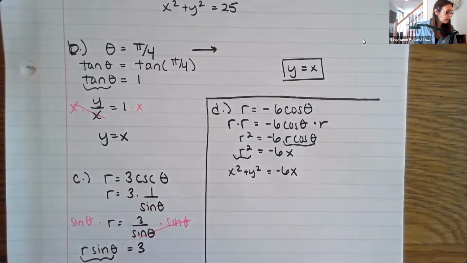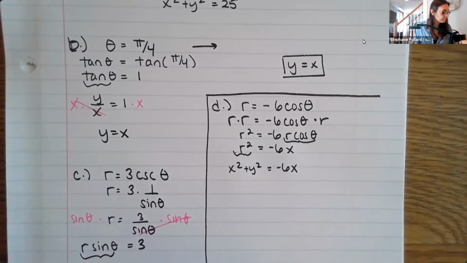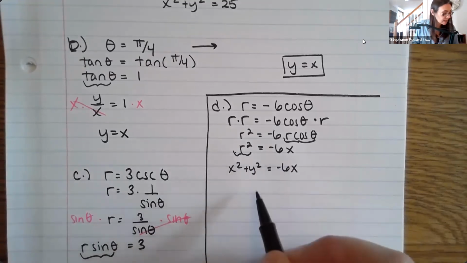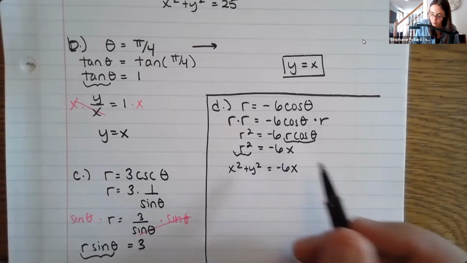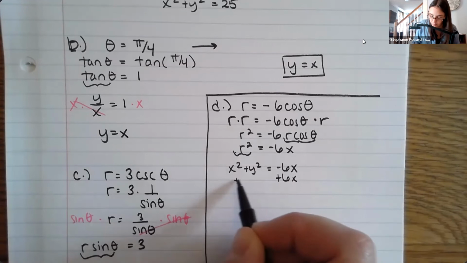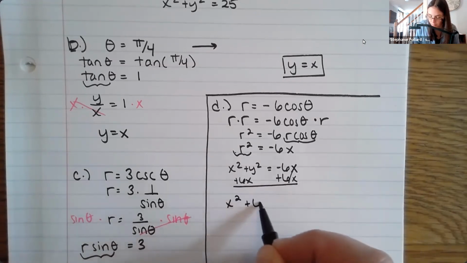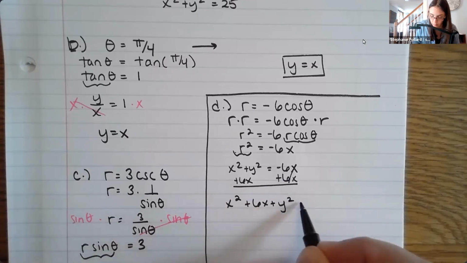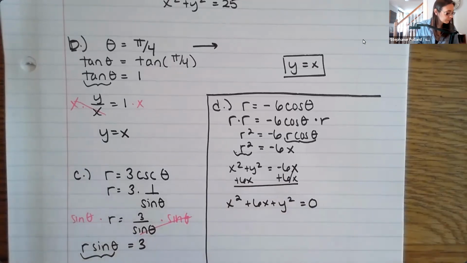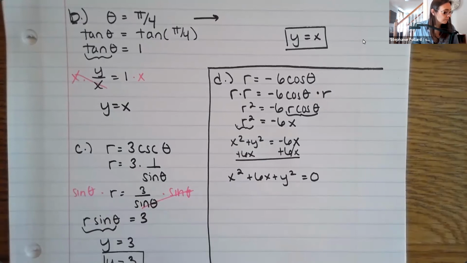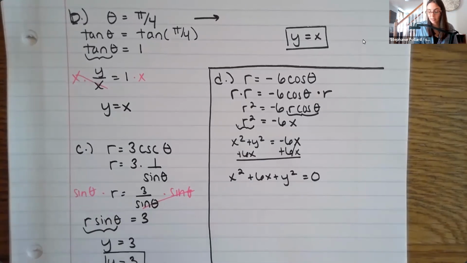And then I can go ahead and just maybe clean this up a little bit. So I'm going to bring my 6x to the other side. I'm going to go ahead and add 6x to both sides. Now, there's different ways that you could write this final answer. So I'll show you one way. So x squared plus 6x plus y squared equals 0. That is one way that you could write the final answer.